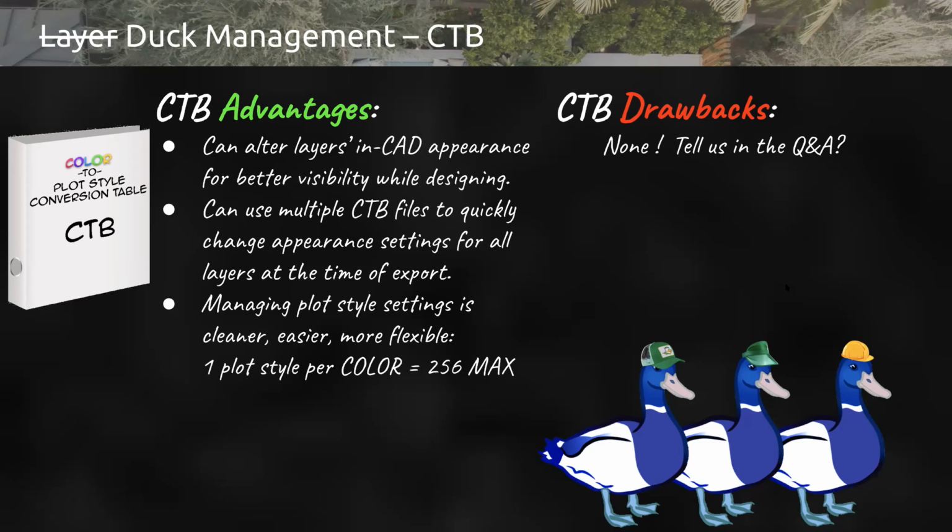There's the one, that from the layer palette, you just see this layer is color 13. You're like, well, what the heck is color 13? As opposed with an STB, you see that it's set to the medium plot style. So that's really the only drawback that I can think of for a CTB, is that you kind of need your documentation.